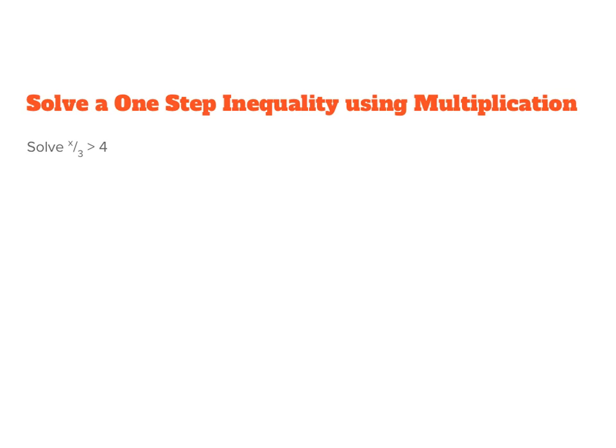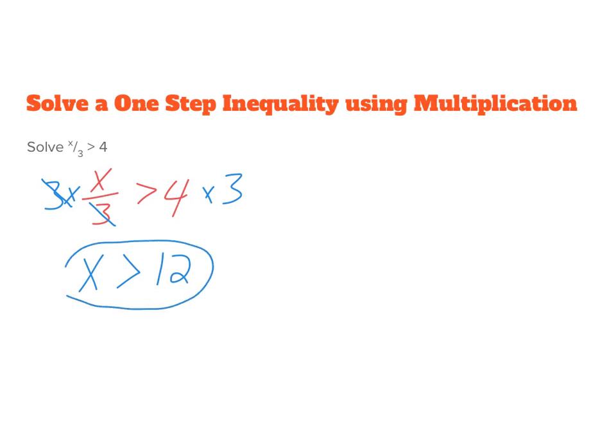If I have the inequality x over 3 is greater than 4, right now x is being divided by 3. So in order to undo that, I need to multiply by 3. If I multiply the left by 3, I have to multiply the right by 3 as well. On the left side, this 3 is going to cancel out with the 3 on the bottom, leaving just x. My inequality stays the same. It was greater than, so it stays greater than. Then 4 times 3 gets me 12. So my final answer is x is greater than 12.